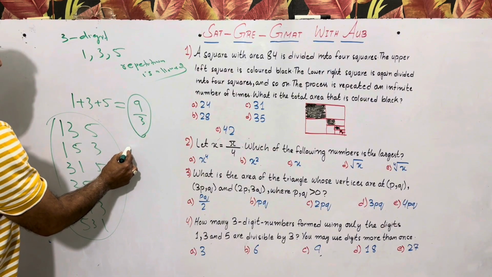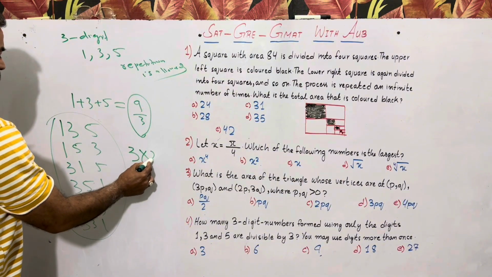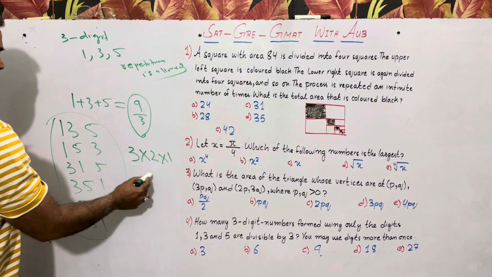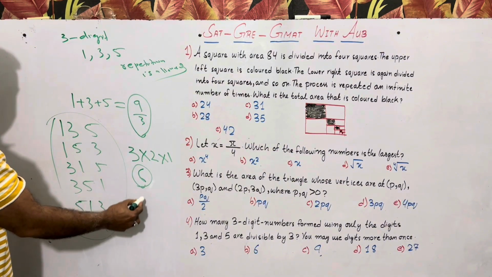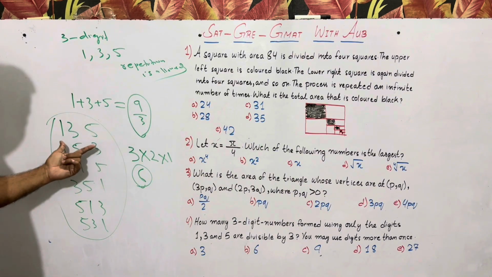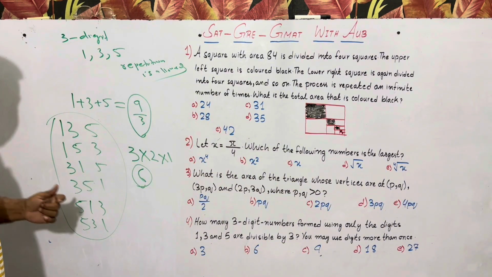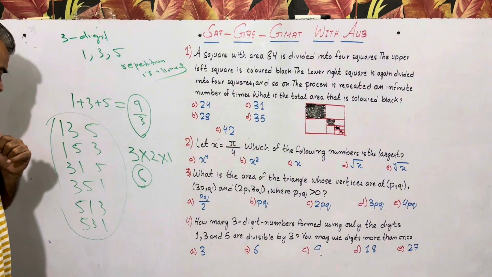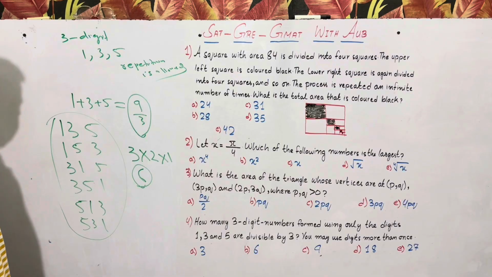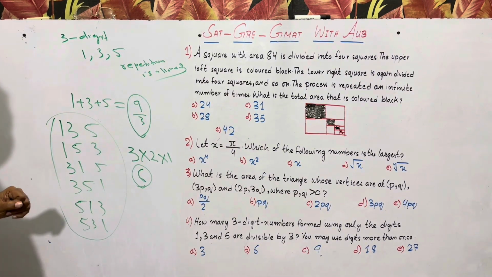For the first digit, we have 3 possibilities if we are using them once. For the second digit, 2 choices. For the third one, 1. Or 3 factorial, it is equal to 6. All these are numbers whose digits add up to 9, so each is divisible by 3. So these 6 are the possibilities that are divisible by 3.